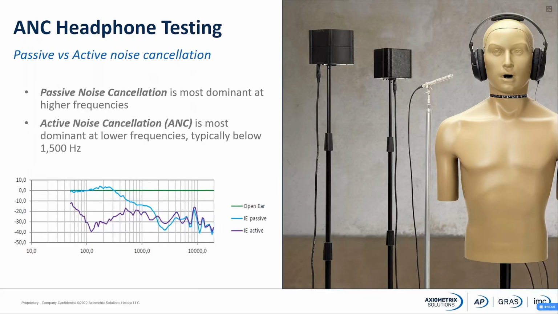Can you use the GRAS 45CA microphones without the headphones on it as a reference microphone for the ANC headphone testing setup? Yes. You don't really need to use the reference microphones. If you want to simplify your setup, you can do it by just using the measurement microphones inside a fixture for measuring the background noise, if you want to. And this is what we have done during the video presentation, for example.